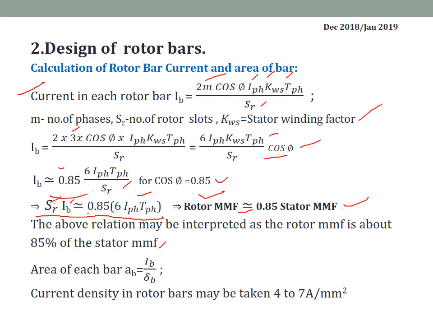of the stator MMF. Then to find the area of each bar, AB is equal to IB by delta B. Delta B is the current density in the rotor bar, so it may be assumed to be 4 to 7 amps per mm square. This is how we can calculate IB, the rotor bar current, and the area of the rotor bar.